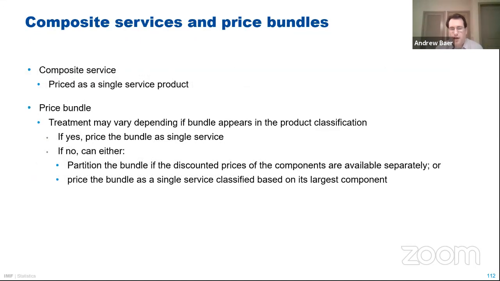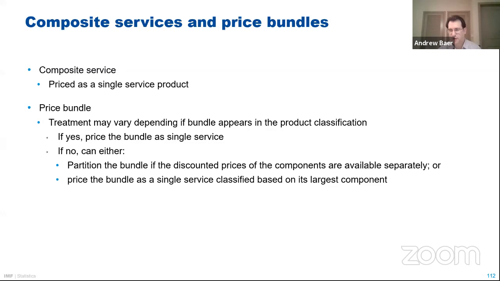So the general rule here is that the composite services are priced as a single product altogether. But for the price bundle, the treatment may vary depending on if the bundle appears in the product classification. Okay, so bundles are hard. So the first question you always want to think about is: is this really a bundle or is it a composite service? Because if it's a composite service, you're just going to price it all together and not worry about it.